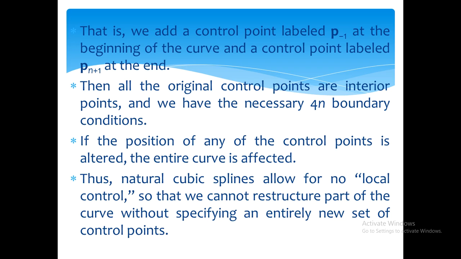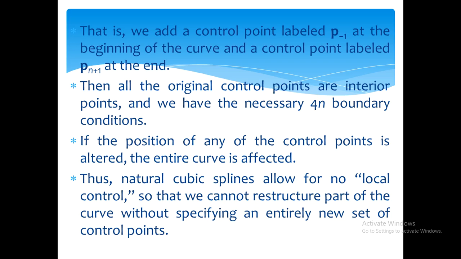Thus natural cubic splines allow for no local control, means you cannot control locally. So for example, you have drawn one curve from P1 to P2, but afterwards you want to change the shape of the curve between P1 and P2. It is not possible here. If you want to change locally, it is not possible. If you change any control point in this natural cubic spline, the entire curve will be affected. That is the meaning.